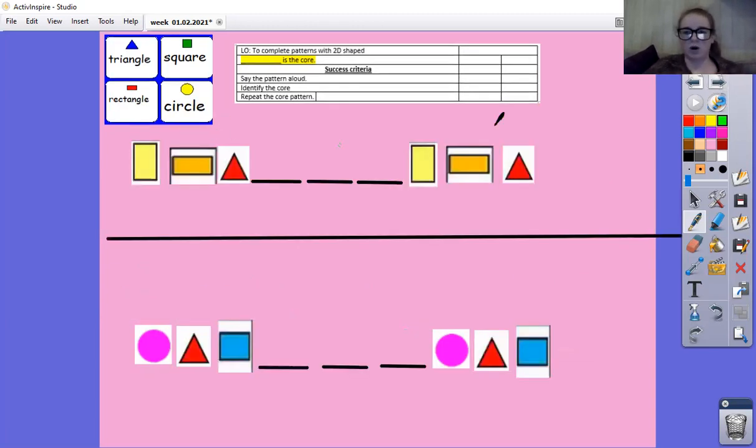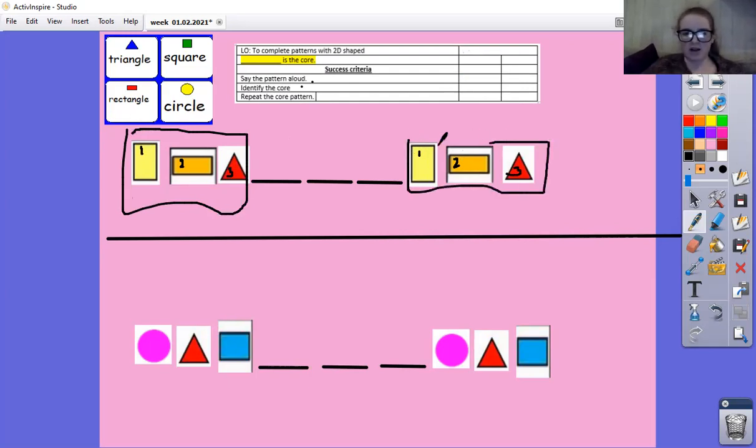Okay, let's have a go at this one together. So first of all, say the pattern. Yellow rectangle, orange rectangle, red triangle, space, space, space, yellow rectangle, orange rectangle, red triangle. Okay, so the pattern. Now I need to identify the core. Well, here I can see a yellow rectangle, and a yellow rectangle here. I can see an orange rectangle here, and here, and a red triangle here and here. So I can see that here is a core, and here is a repetition of that core. So I've identified the core.